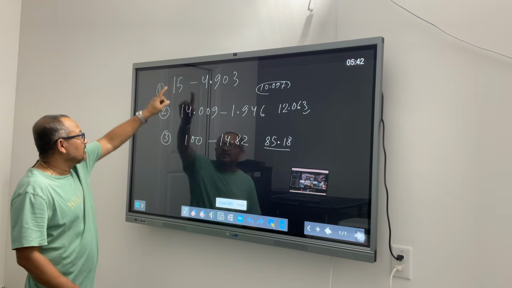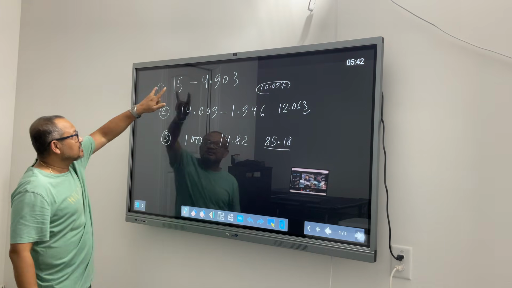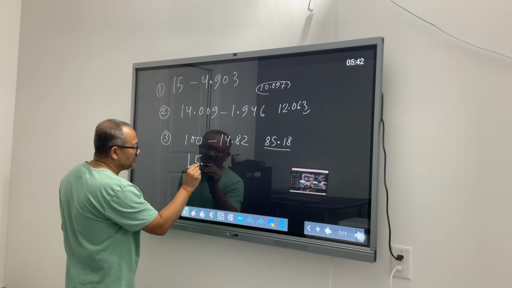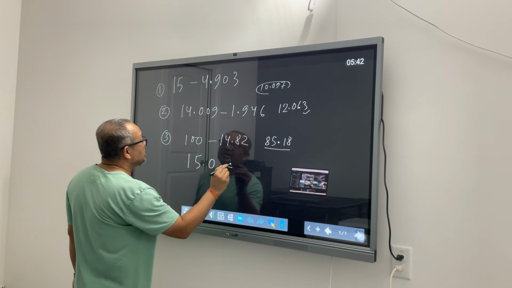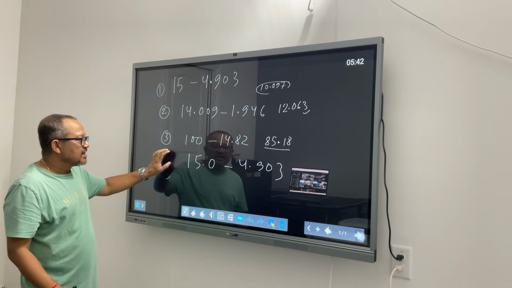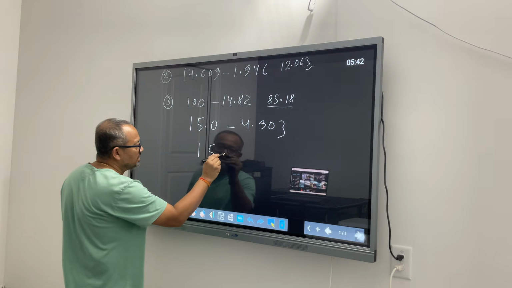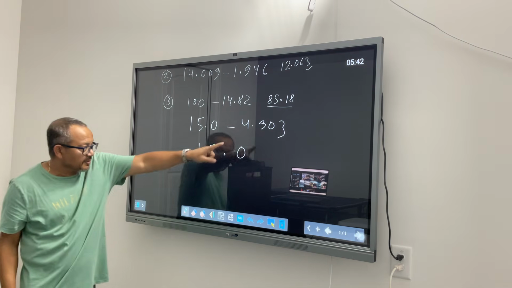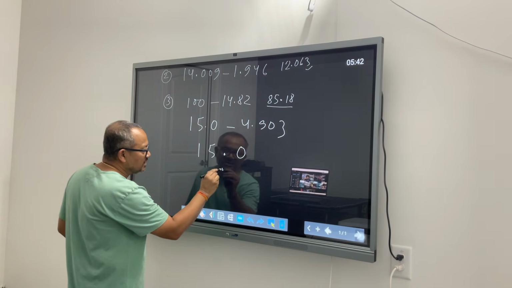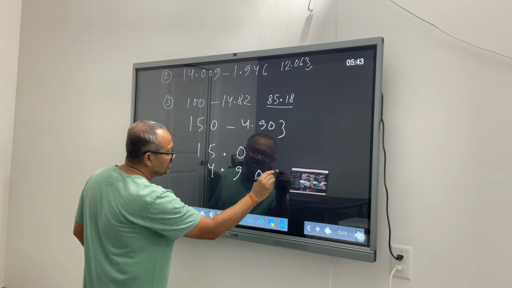Okay, so here, now let's look at the answers. The questions first of all. 15 minus 4.903. This is a natural number, this is a decimal. I don't like it. I will convert that to a decimal. 15.0 minus 4.903. Now I have both decimals. So I will try subtracting this from this. So I will write 15.0. By wasting a lot of space, you guys will waste a lot of paper. 4.903, so the decimal is here, 4 is here, 9 is here, 0 is here, 3 is here.